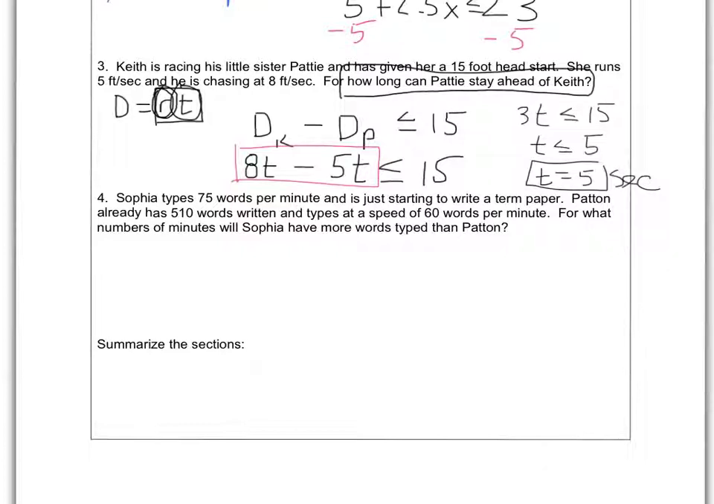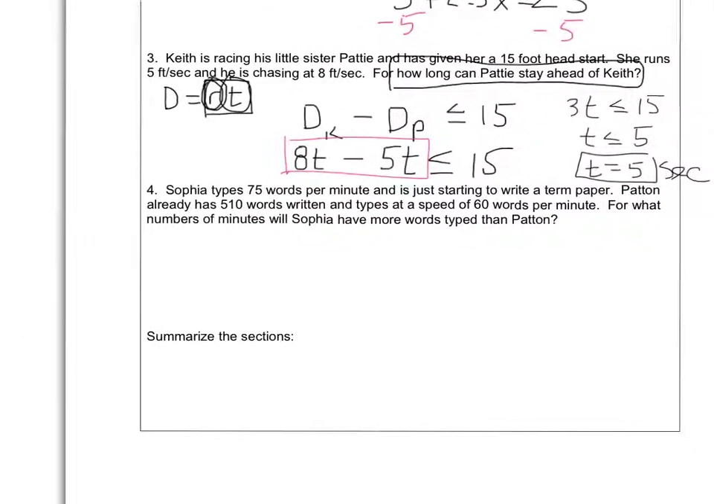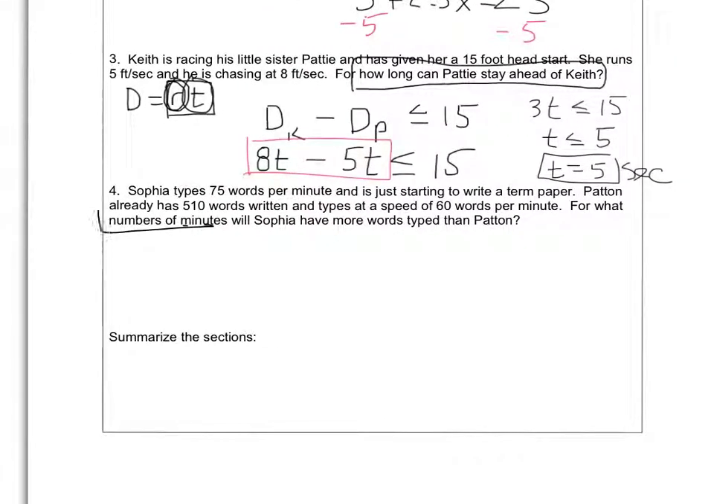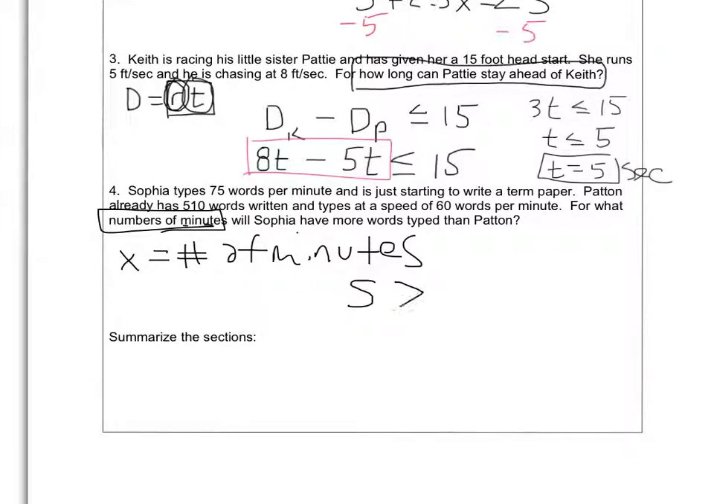Okay, so what we're doing is first look at the question: for what number of minutes. So our variable is the number of minutes. So we can do x or whatever variable you prefer. I apologize for the sloppiness of the writing. So we're comparing Sophia's to Patton's, where Sophia has more words than Patton's. So we can set up a general equation of Sophia's words typed is greater than Patton's.